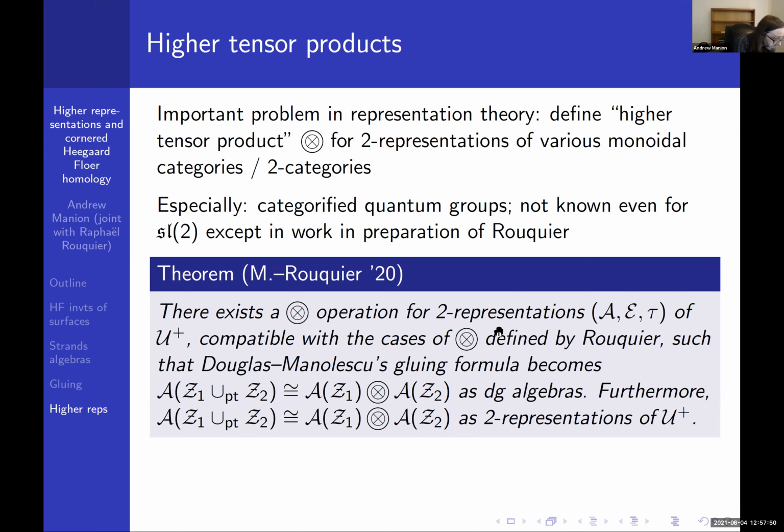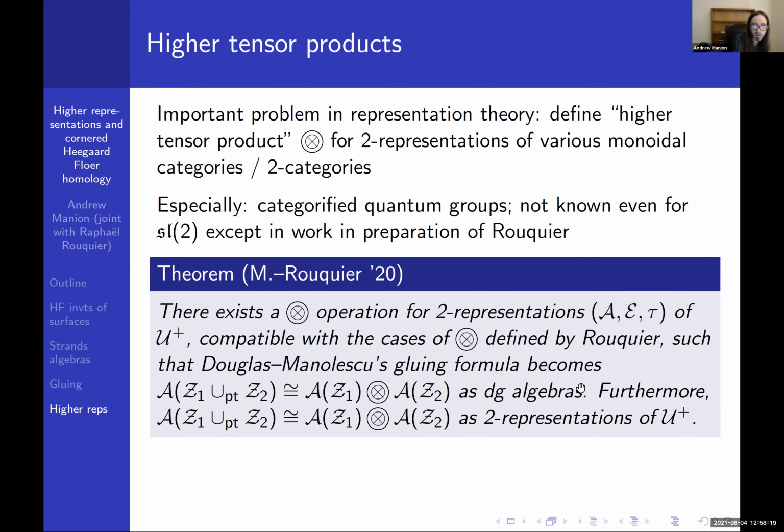But there exists, so if I have two things that have two actions of U plus, then there's a sort of tensor product way of combining it to get another thing that also has a two action of U plus. And there exists such an operation, compatible in the appropriate sense with the one Raphael defines for Cox-Moody examples, such that the Douglas-Malinowski formula becomes that the algebra of the glued together arc diagram is the tensor product.